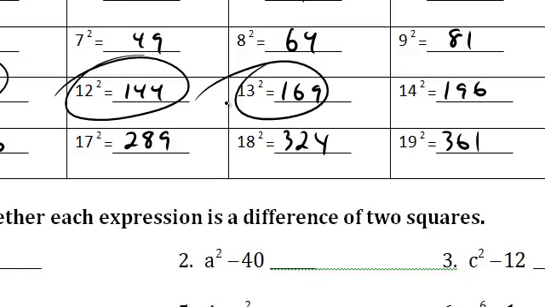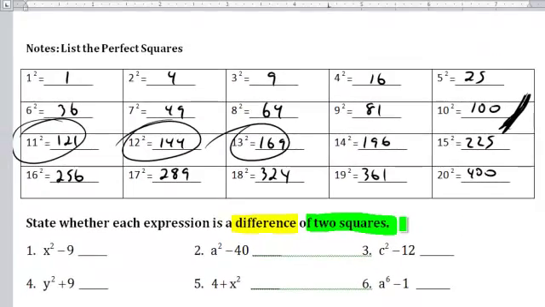And the next thing says, state whether each expression is a difference of 2 squares. So here's the deal. There are 2 parts to this question, math fans. First of all, the word difference, and the other is of 2 squares. Okay, so there's got to be a minus sign between them, and both the first and the second term have to be perfect squares.